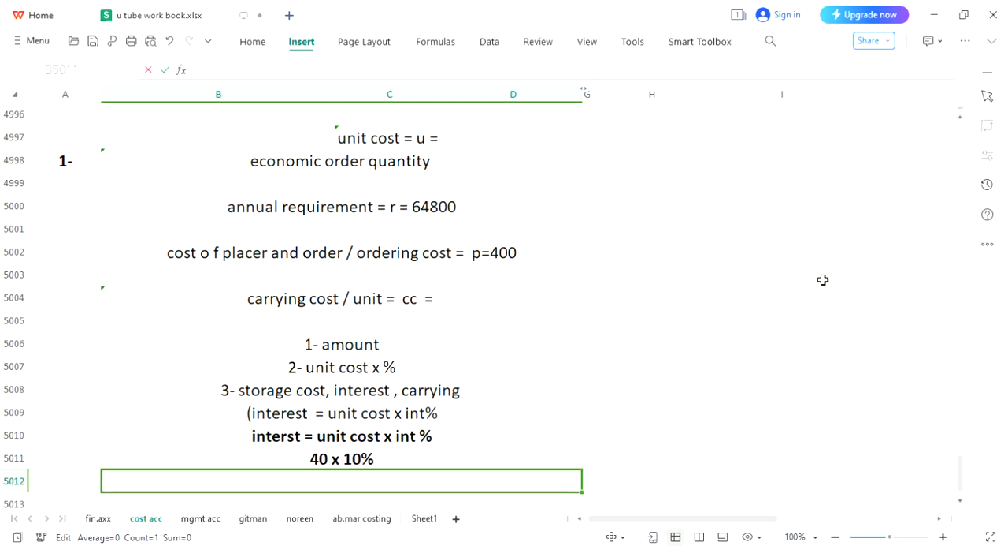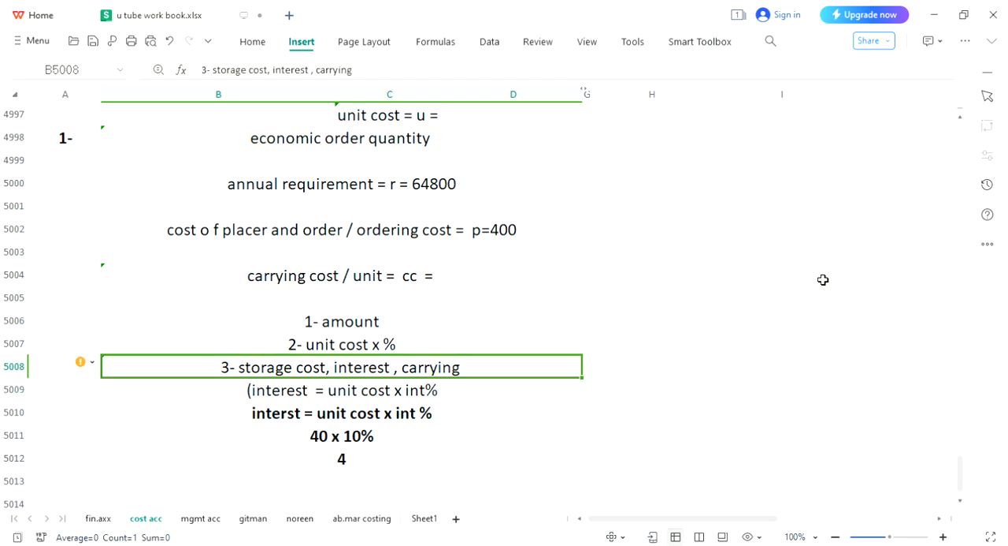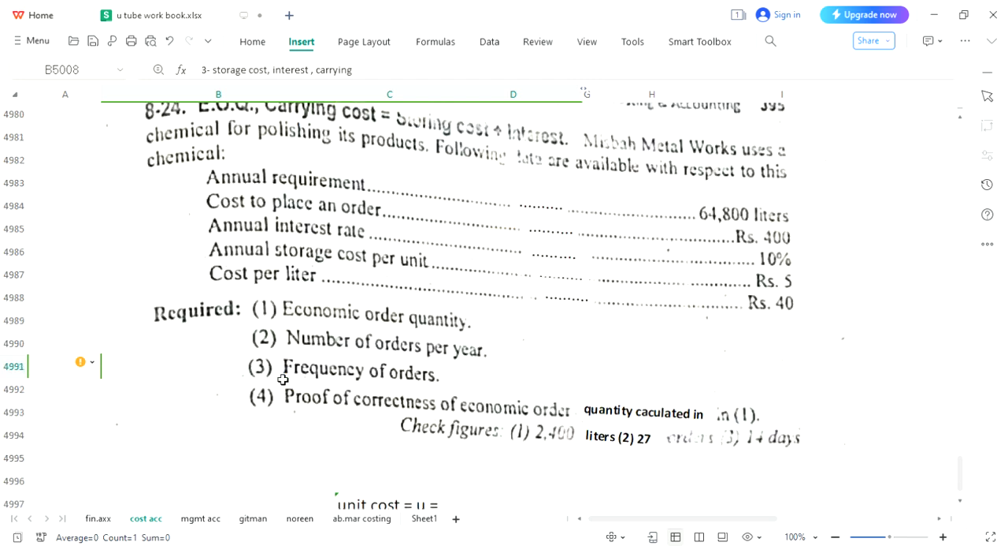The statement is completed. Now we can calculate 40 multiplied by 10 divided by 100. So we have got 4 as interest. Please note it down: storage cost, interest and carrying cost. When you add these three elements, it becomes carrying cost, which would be written over here. So right now we have calculated interest, but second, storage is also given. Annual storage cost per unit is 5.